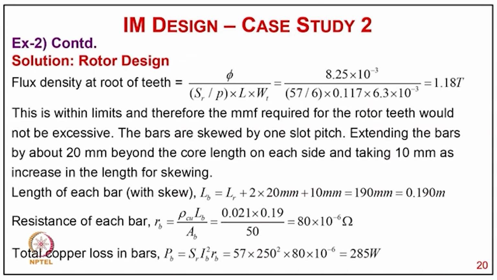Extending the bar about 20 millimeter beyond the core length on each side, and taking a 10 millimeter increase in the length for skewing, the length of each bar will be LB equals LR plus 2 into 20 plus 10. So it comes to 190 millimeter or 0.19 meter. The resistance of each bar is RB equals rho Cu LB upon AB, so it comes to 80 into 10 power minus 6 ohm. And the total copper loss in the bars will be PB equals SR IB square RB, so it comes to 285 watt.